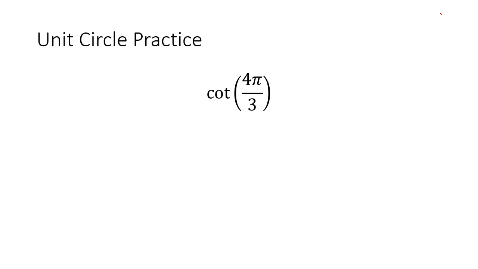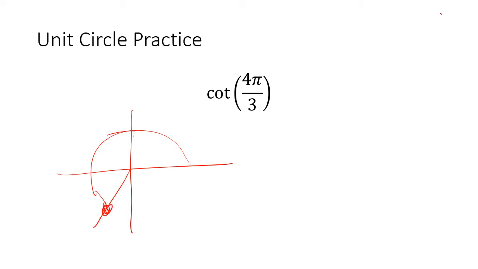All right, cotangent of 4 pi over 3. So 4 pi over 3 is going to be over here, right? So that's a 60-degree reference angle, or sorry, a pi over 3 reference angle there in quadrant 3. The coordinates at this point are going to be negative 1/2 comma negative root 3 over 2.